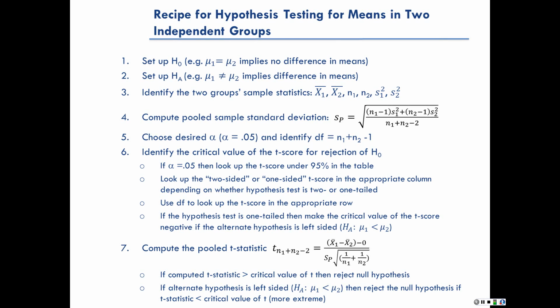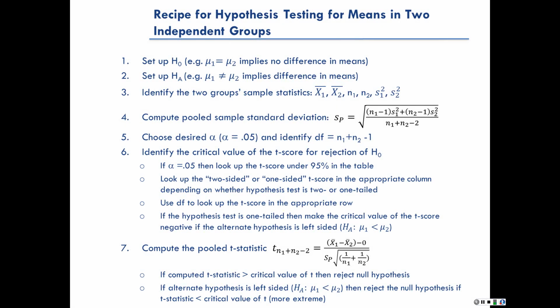So the fifth step, you want to choose your desired alpha value, typically 0.05, and identify the degrees of freedom. Then you want to identify the critical value of the t-score for the rejection of the null hypothesis. This is the exact same as what you've done for prior hypothesis testing that we went over in the second lecture. Again, you're taking the alpha value. If it's 0.05, you look up the t-score under 95% in the table. Depending on whether it's two-sided or one-sided, you choose the appropriate column. Get your degrees of freedom to triangulate to the appropriate row, and you'll find the critical value of t that you need for rejecting the null hypothesis.